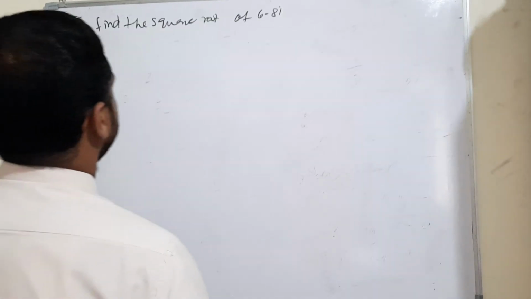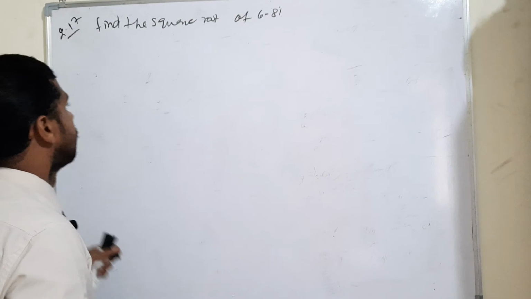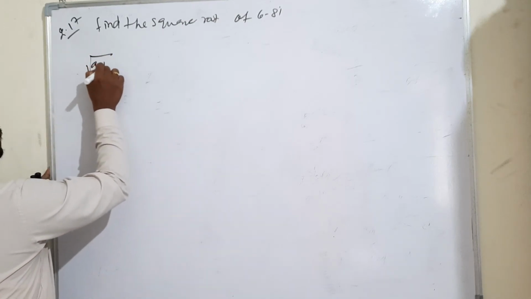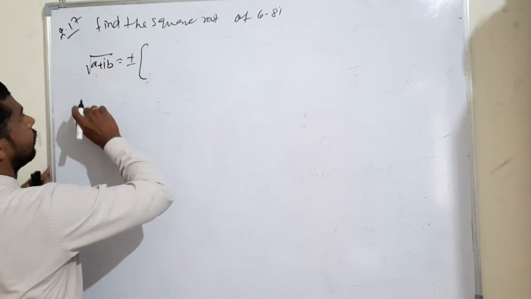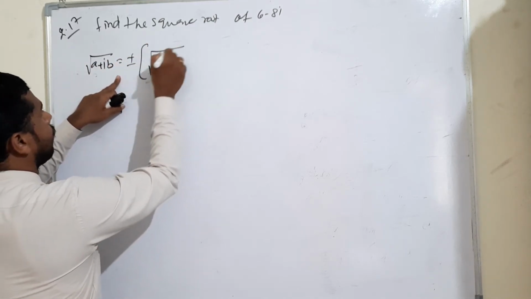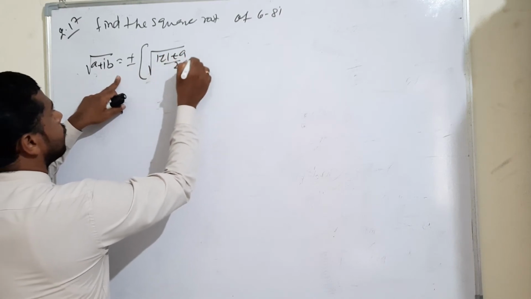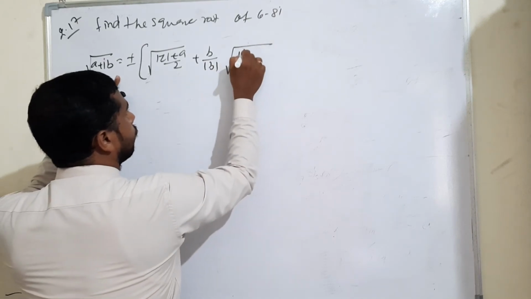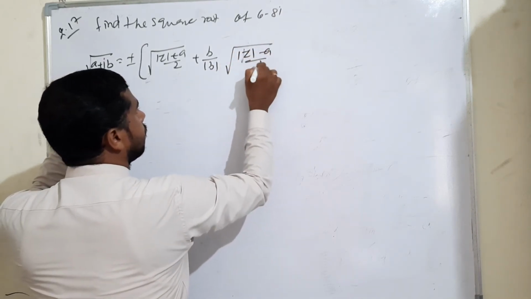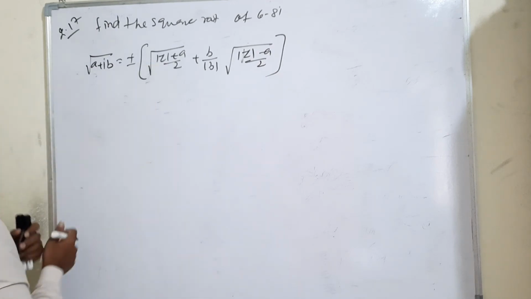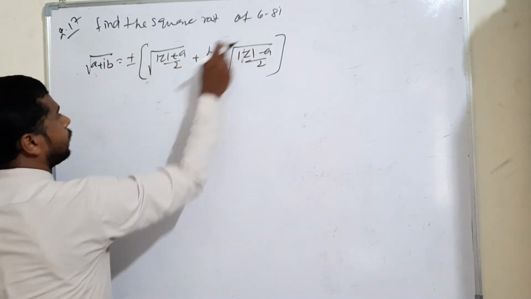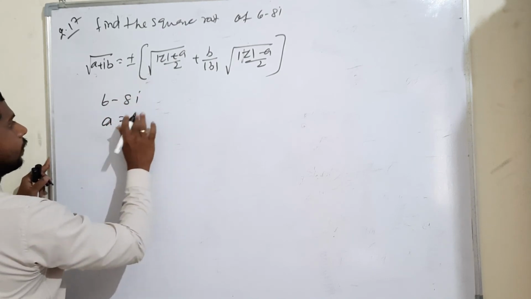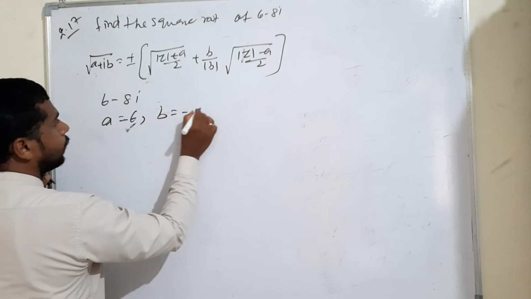What is the question? Find the square root of 6 minus 8i. So the formula, we just finished the condition. What is the condition? The shortcut method: square root of a plus ib equals plus or minus, square root of modulus of z plus a by 2, plus b by modulus b times i, square root of modulus of z minus a by 2. So first we have to find out the given values: 6 minus 8i. So definitely a is equal to 6, b is equal to minus 8.